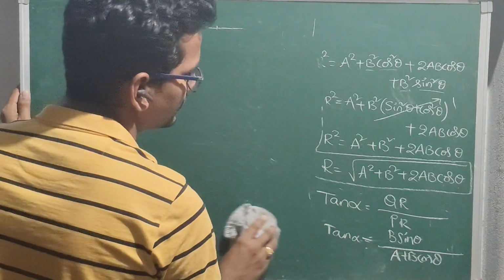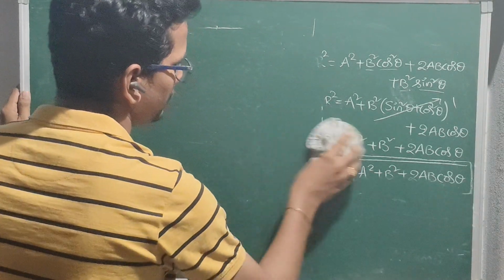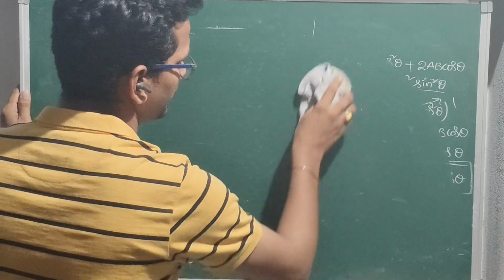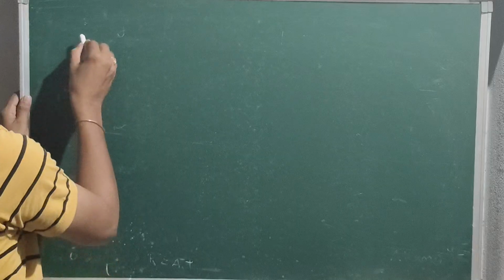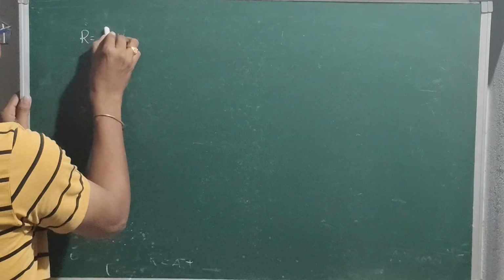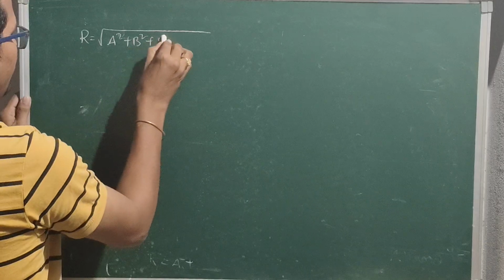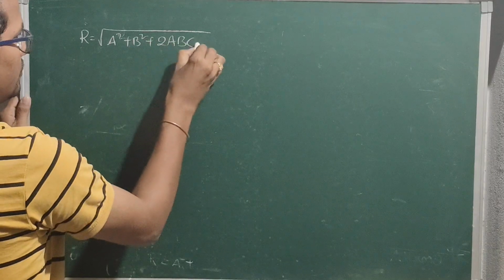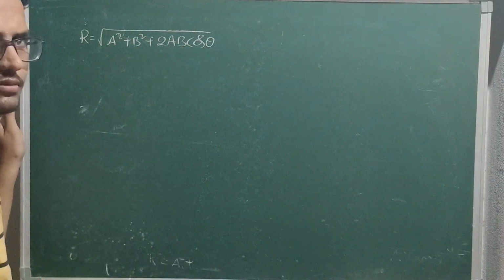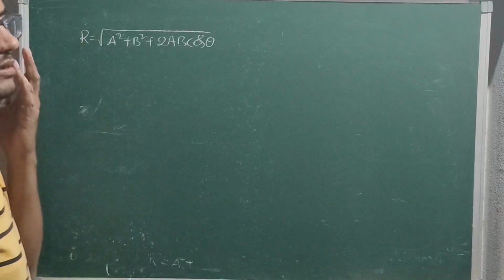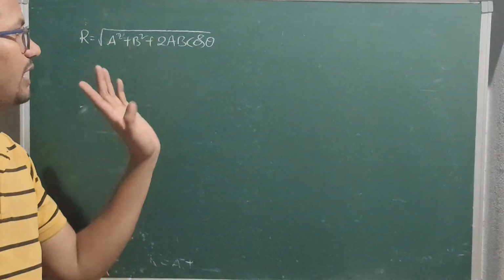What is the formula we got? R is equal to square root of a square plus b square plus 2ab cos theta. That formula is very important. From this, we can use the value of R.